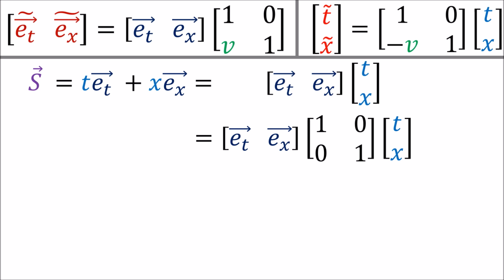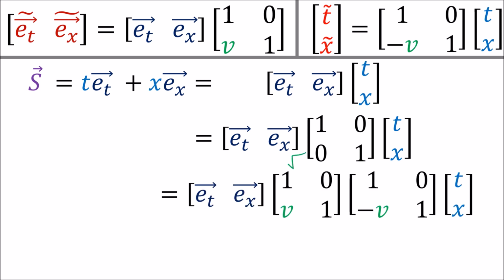But now we can split this identity matrix into two Galilean matrices that are inverses of each other, one with the positive v and one with the negative v. Since they're inverses, they multiply to give the identity matrix, and so we still haven't changed anything. And now we can see very clearly that the first Galilean matrix with the positive v is multiplying the vector basis, whereas the second Galilean matrix with the negative v is multiplying the column of components, and it's doing the opposite thing, or the contravariant thing, because it has this minus v here.